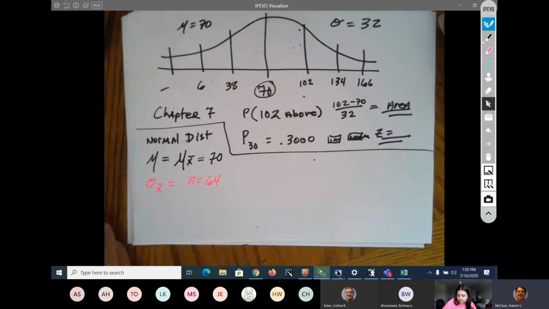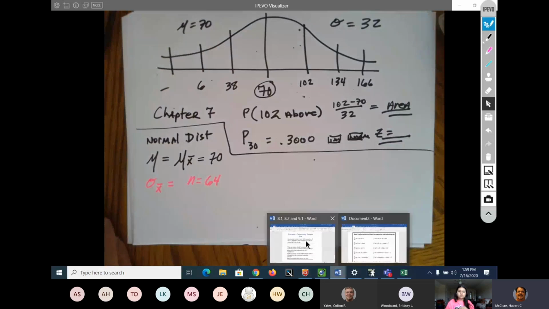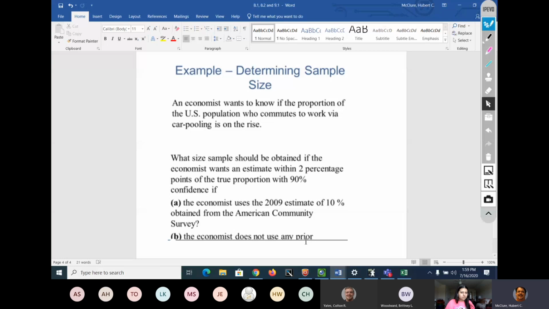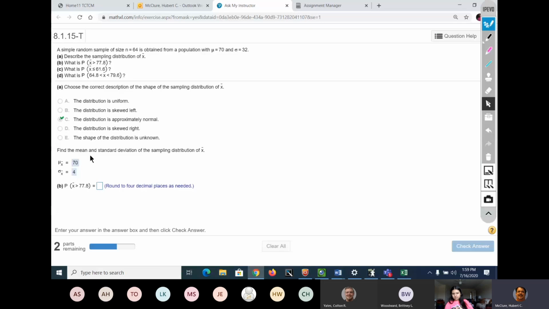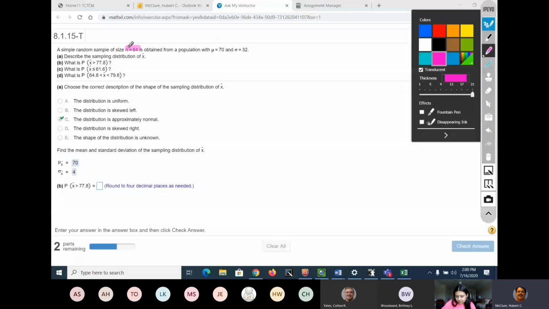Now, I want everybody to go to your question right here, and I want you to highlight where it says n is equal to 64. Where is it? Right there. I want you to highlight that. And the reason I want you to highlight it is because you need to write something beside it. You need to say Chapter 8, new standard deviation. That's the difference between Chapter 7 and Chapter 8.